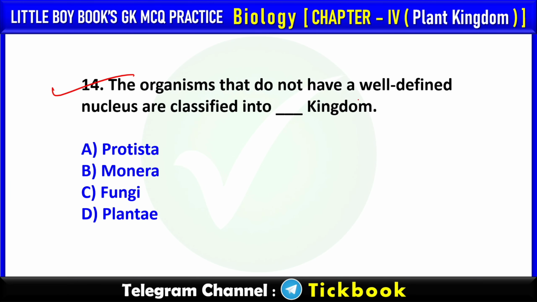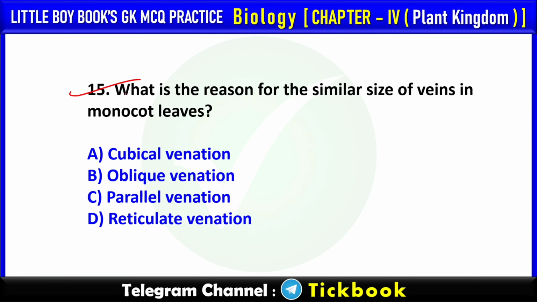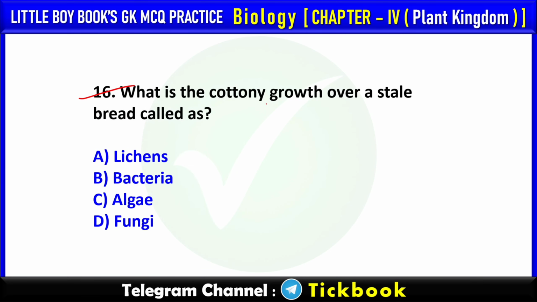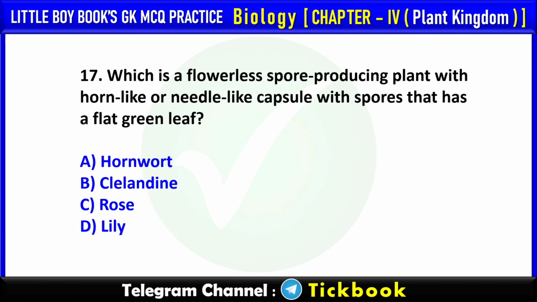Question number 14. The organisms that do not have a well-defined nucleus are classified into dash kingdom. Option number B. Monera. Question number 15. What is the reason for the similar size of veins in monocot leaves? Option number C. Parallel venation. Question number 16. What is the cottony growth over a stale bread called as? Option number D. Fungi.